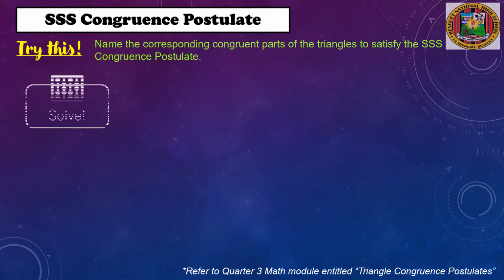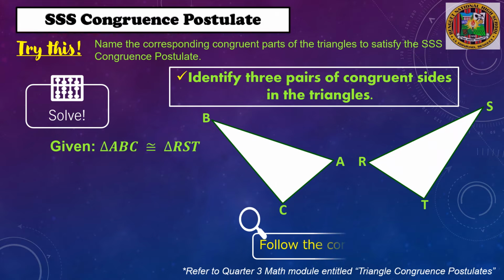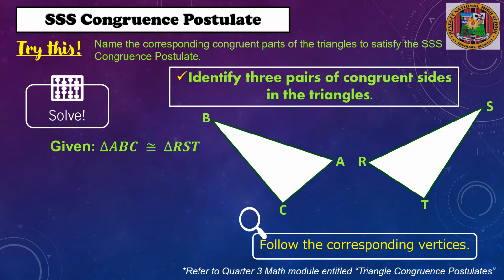Let us solve the problem. To satisfy the SSS congruence postulate, we need to identify three pairs of congruent sides in the triangles. We follow the corresponding vertices in naming and marking with hash marks the congruent pairs of sides, given that triangle ABC is congruent to triangle RST.